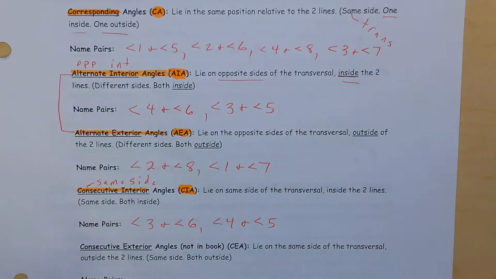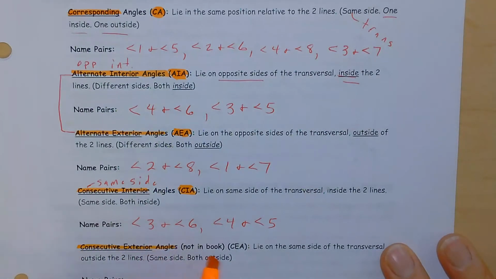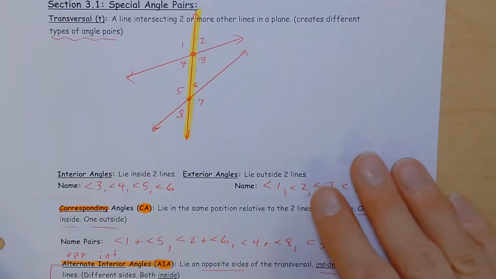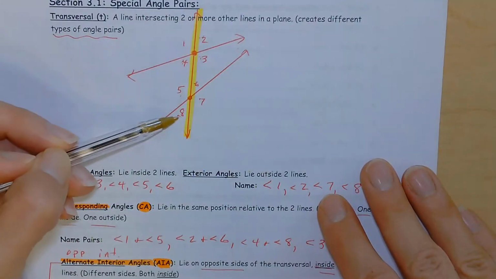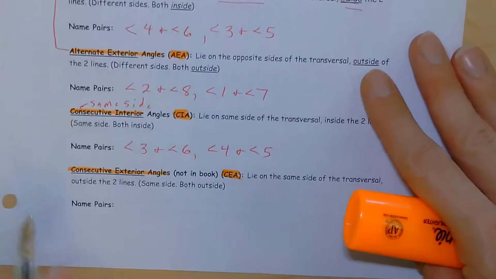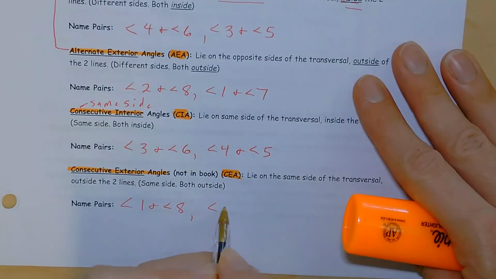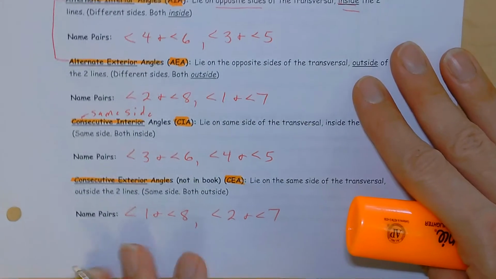And the last set is consecutive exterior angles. These are not listed in the book, but we will still use them. I call them CEAs for consecutive exterior angles. These are same side outside, same side outside, same side of the transversal outside. So 1 with 8 and 2 with 7. So angle 1 and angle 8, and then angle 2 and angle 7. And again, they come in pairs.